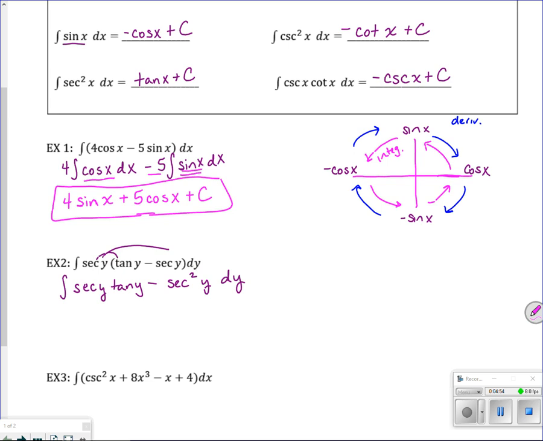And so again, you can look at those separately. Secant tangent is the derivative of secant. And then who has a derivative of negative secant squared? That would be negative tangent plus c. There you go.